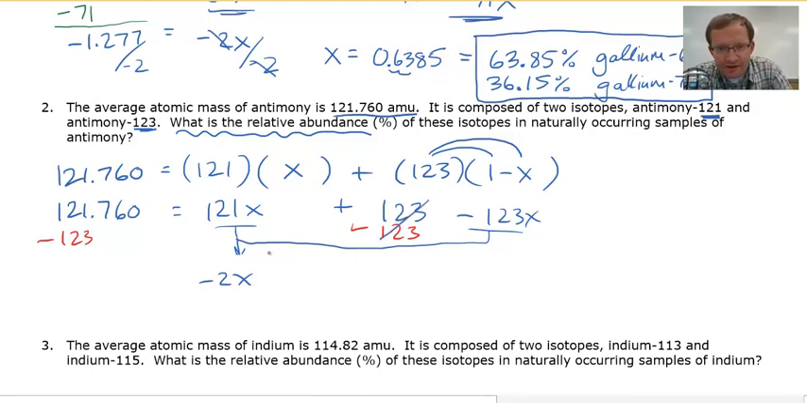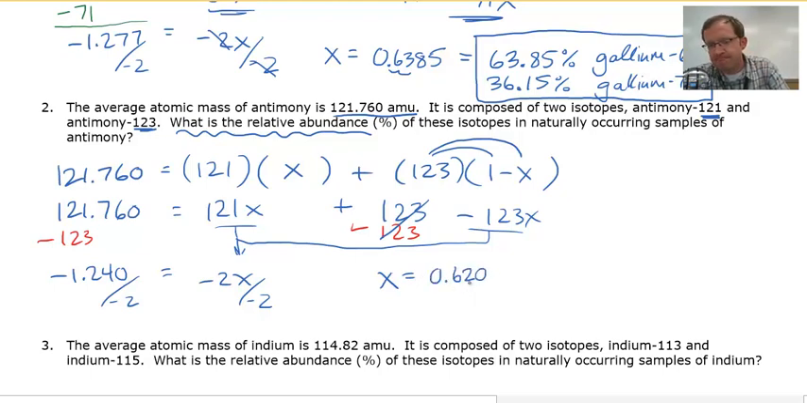So that's gone on the right side, and over here, as we saw in the first problem, we're going to have a negative answer. Negative 1.240. We're almost done, right? Divide both sides by negative 2. And you'll have X equals 0.620. Now what is that? Again, that's a percent abundance written as a decimal. So 1.240 divided by 2 gave us our 0.620, which represents 62%.